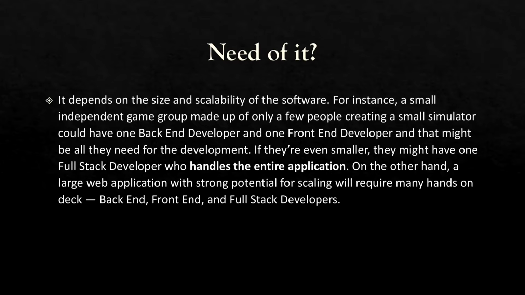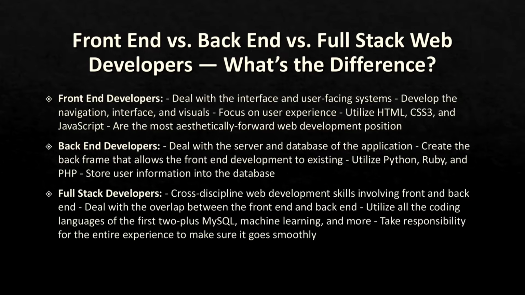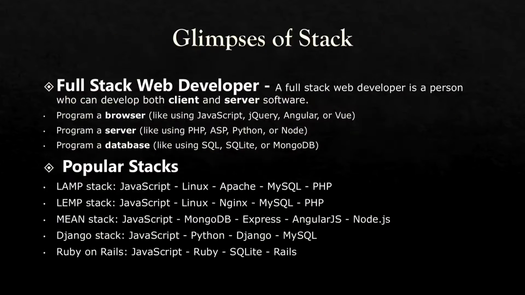On the other hand, a large web application with strong potential for scaling will require many hands on deck, namely backend, front end, and full stack developers. So, the difference between the front end developers and the back end developers and the full stack developers is given. So, who are front end developers? They deal with interface and user facing systems, and back end developers deal with the server and database of the application. A full stack developer is a person who can develop both the client and server software.